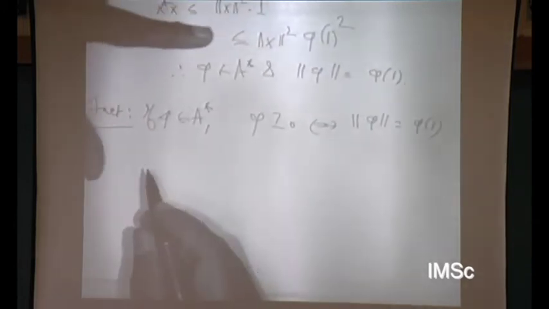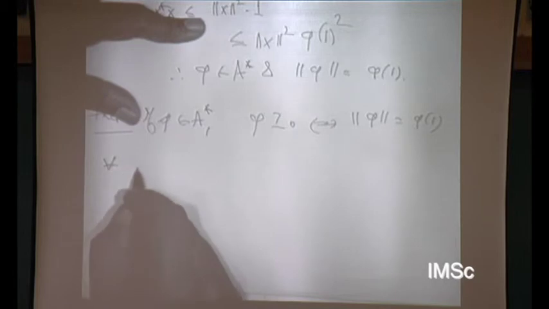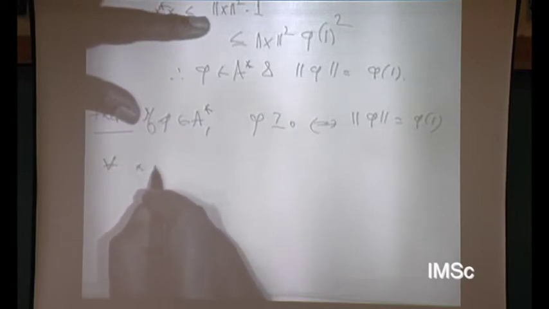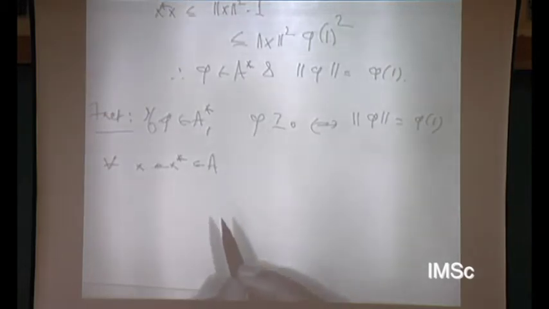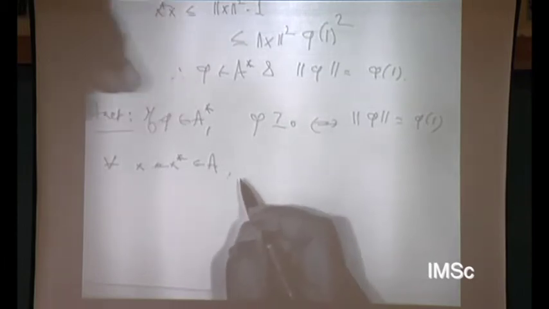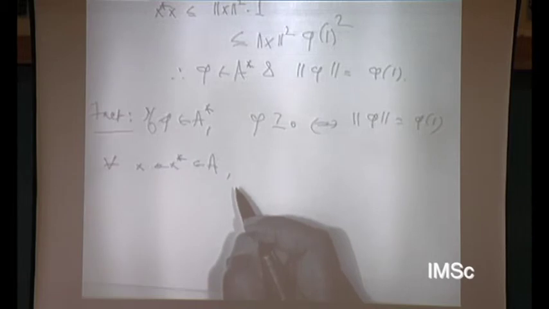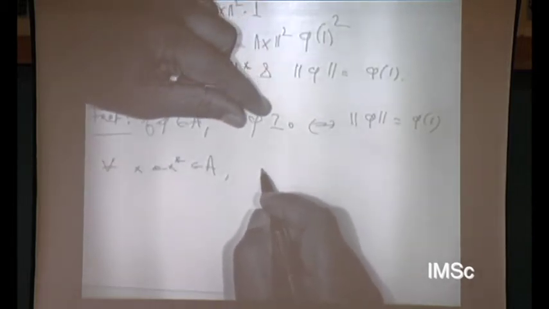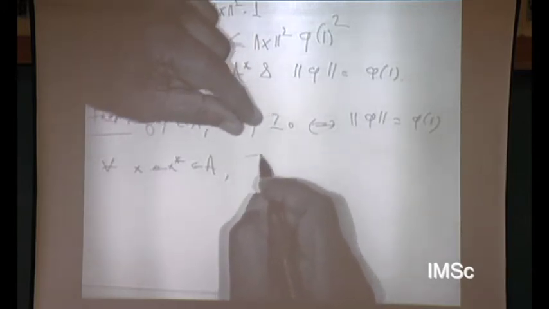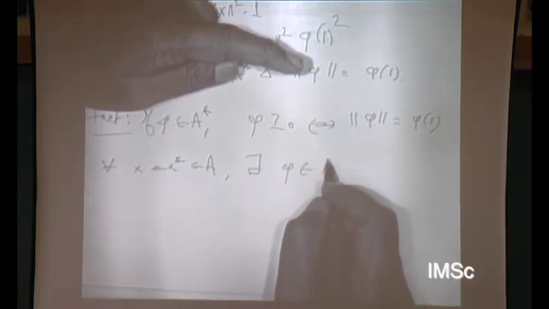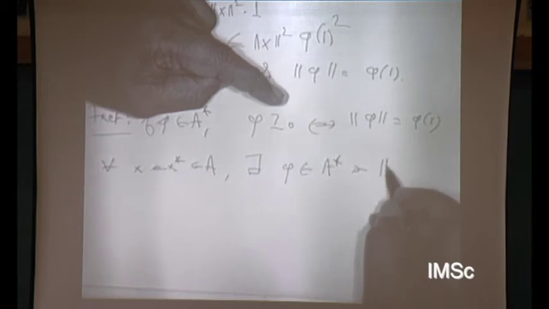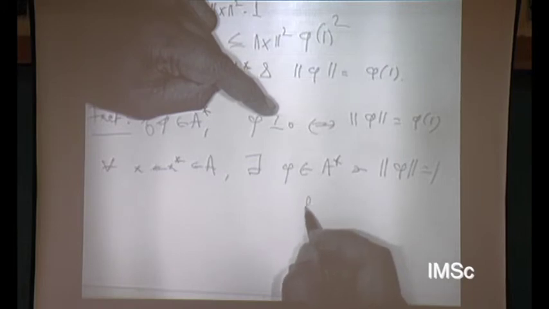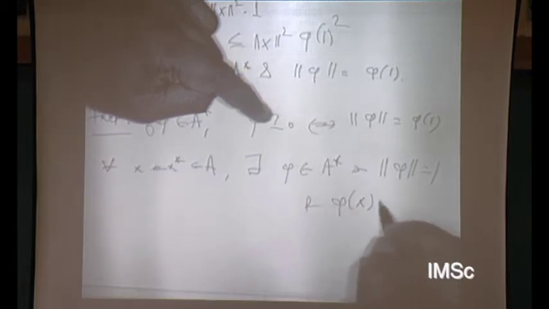So for example, let me show you that for each x, let me first consider self-adjoint x. Then by definition, I want to say there exists a phi in A star such that norm phi is 1 and phi of x equals norm x.